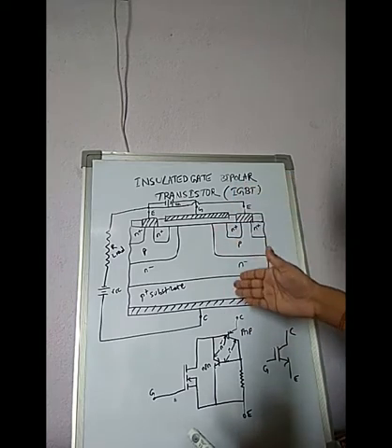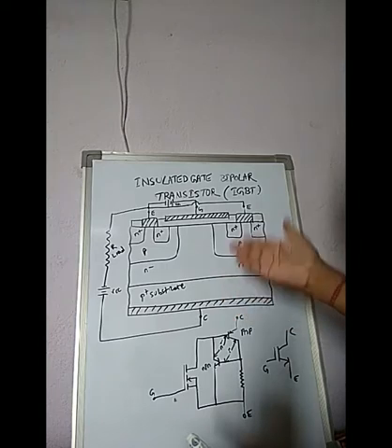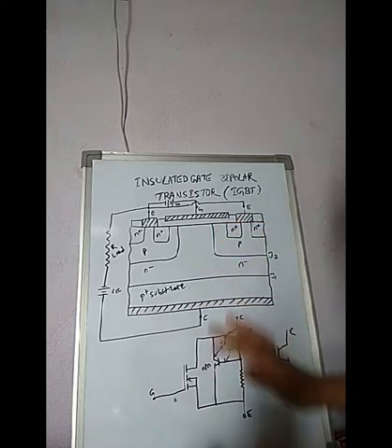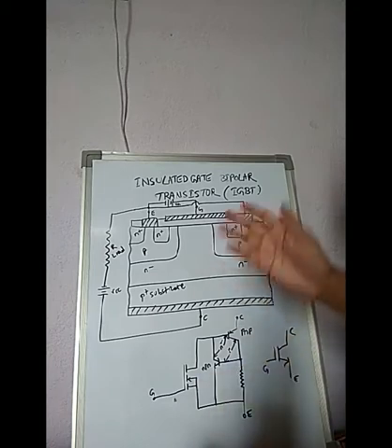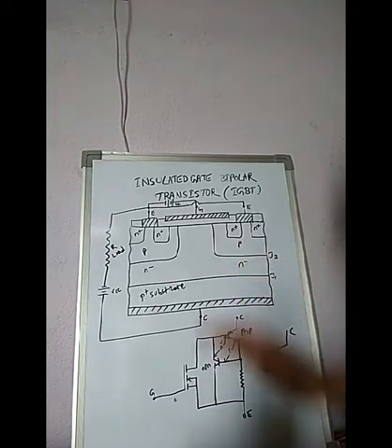IGBT is free from the secondary breakdown problem, which is the same as in MOSFET. In MOSFET there is no secondary breakdown problem, but in BJT there is a secondary breakdown problem. So IGBT is free from the secondary breakdown problem.